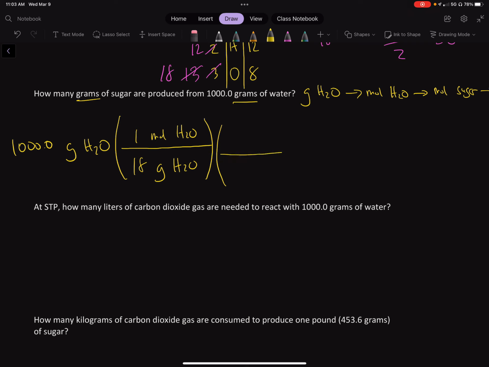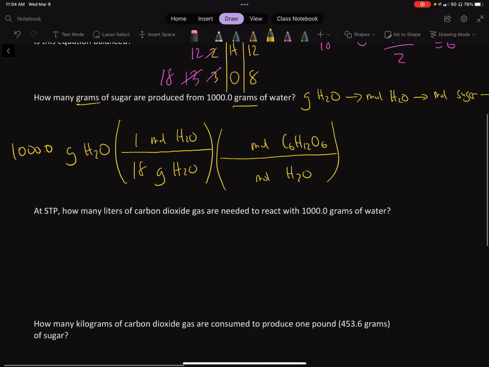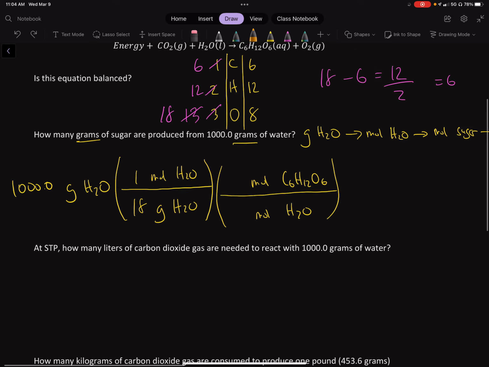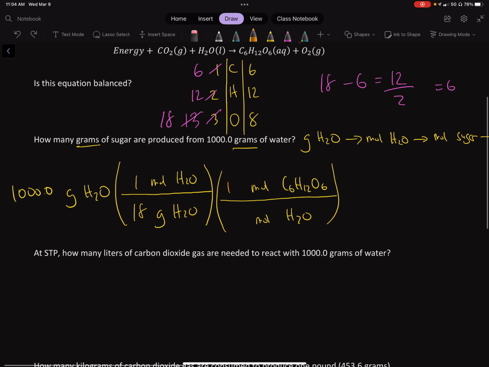Next, we want to use the mole to mole ratio. So we'll have moles of H2O for moles of C6H12O6. That's our sugar. So we need to look at the balanced chemical equation. Scrolling up, when we balanced, we had a 6 in front of H2O, and then we didn't end up changing the coefficient in front of C6H12O6. So it's just a 6-to-1 ratio. For every 1 mole of sugar that is produced, 6 moles of water is required.